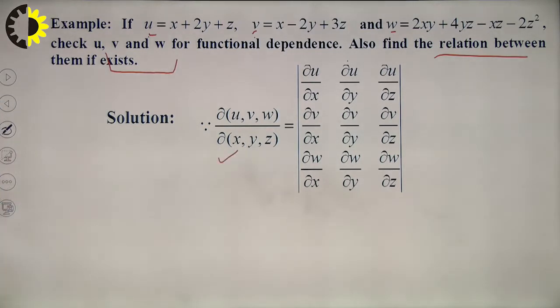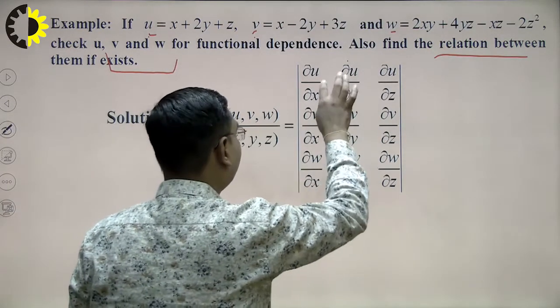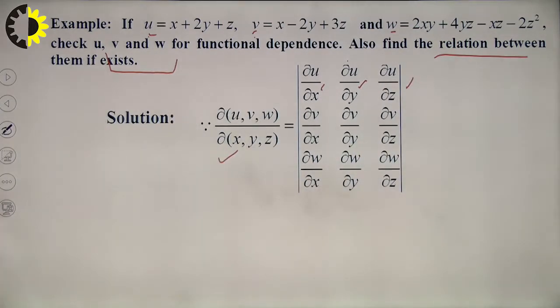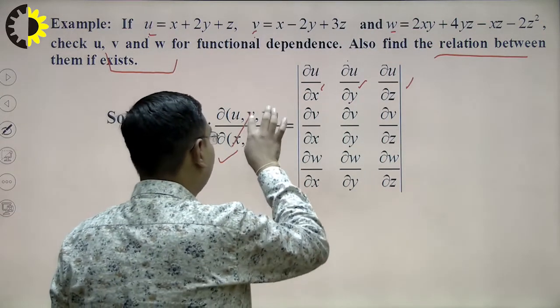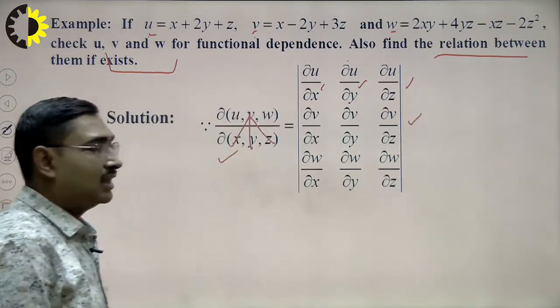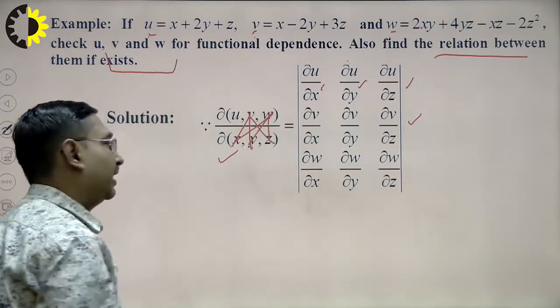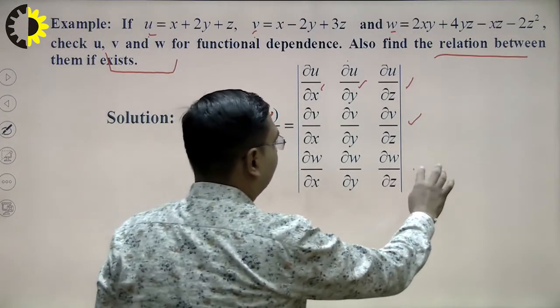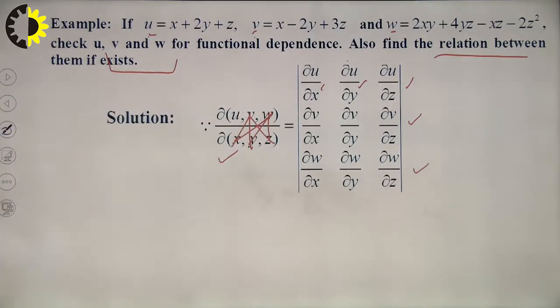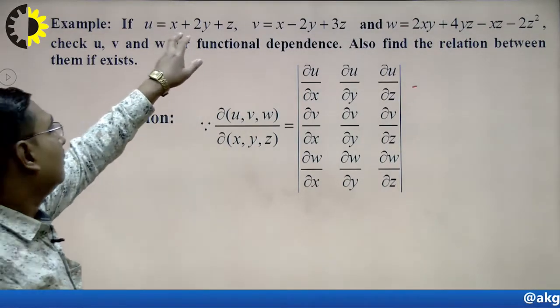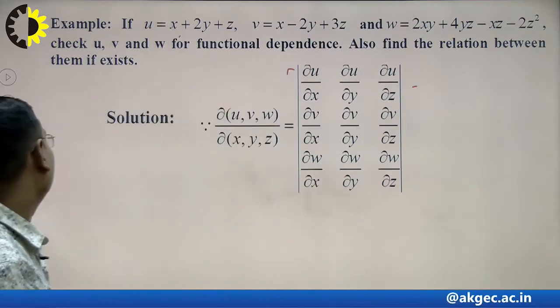This Jacobian del(u,v,w) over del(x,y,z) is: del u over del x, del u over del y, del u over del z in the first row; del v over del x, del v over del y, del v over del z in the second row; then del w over del x, del w over del y, del w over del z in the third row. This is the formula for the Jacobian, which we already know. Now, these partial derivatives will be calculated from the given u, v and w.